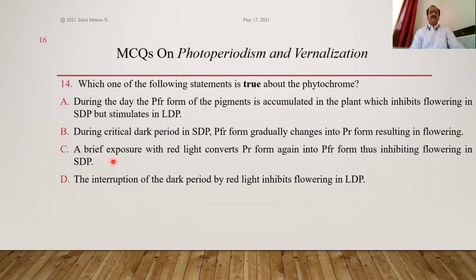And you have studied this: a brief exposure to red light, 660 nanometer light, converts PR form again into PFR. So PR is converted into PFR when it absorbs red light and therefore it inhibits flowering in SDP. So this is also right. Now see this last sentence: the interruption of the dark period by red light inhibits flowering in LDP. This is not true. This is false, because the interruption of the dark period by red light inhibits flowering not in LDP but in SDP. So D is the right answer here.